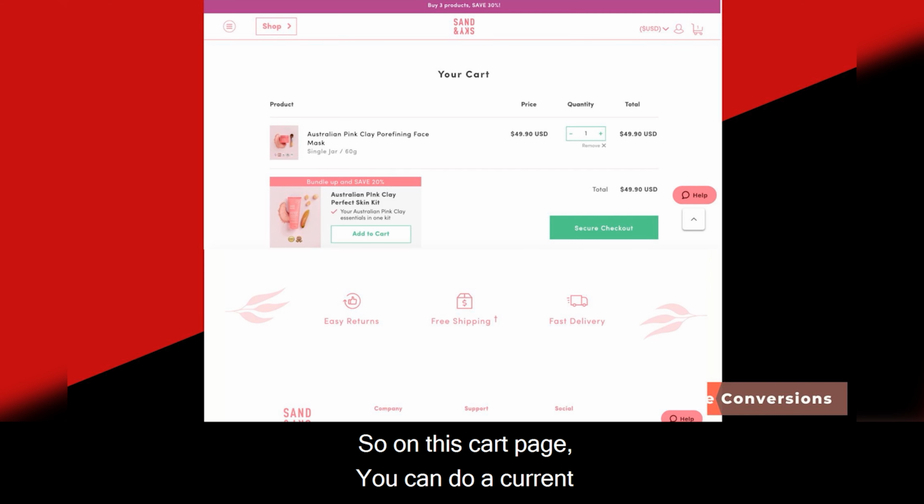So on this cart page, you can do a cart upsell, and the point of the cart upsell is to introduce a product that is pretty cheap but of high perceived value. So it's like a no-brainer for people to go for it as well, along with the current purchase.